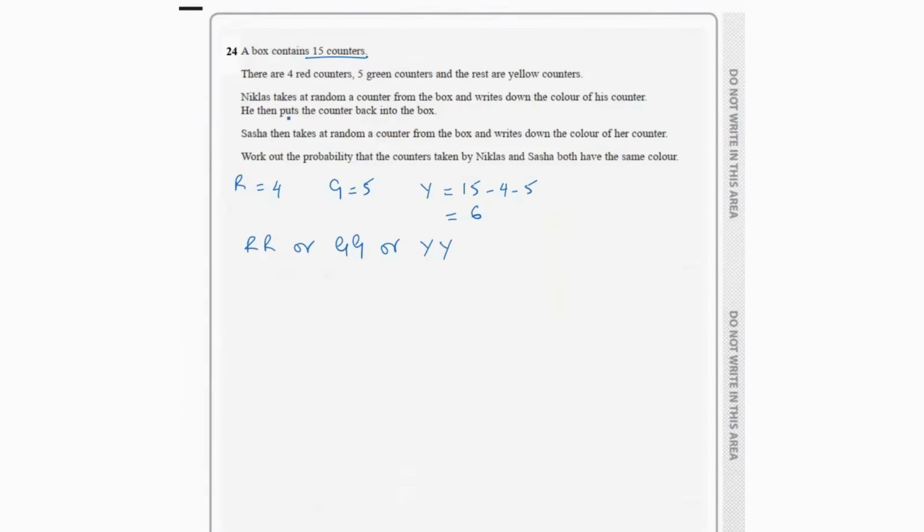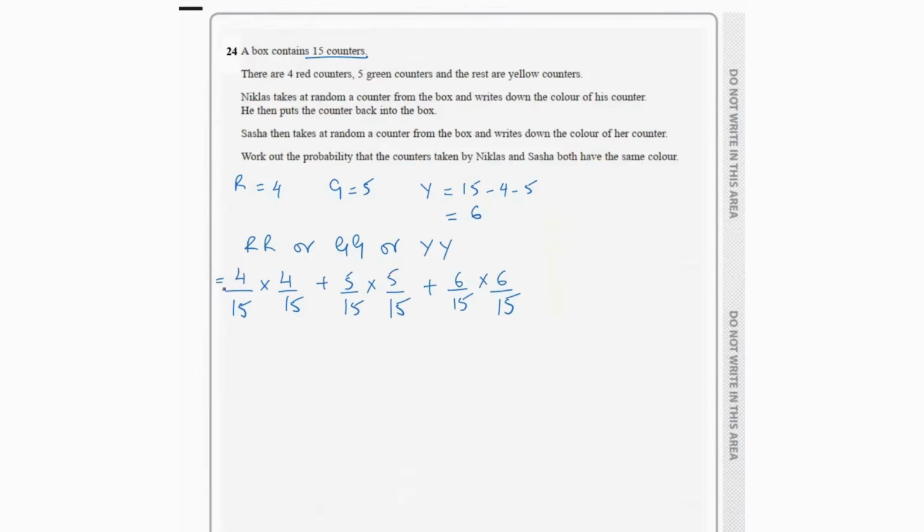So the probability of Nicholas taking a red counter is going to be 4 out of 15. And then Sasha is going to be 4 out of 15 as well, because he's writing down the color and putting it back into the box. So the total number of counters is not changing. Or for green, it's going to be 5 out of 15 times, again, 5 out of 15. Or for yellow, 6 out of 15 times 6 out of 15.